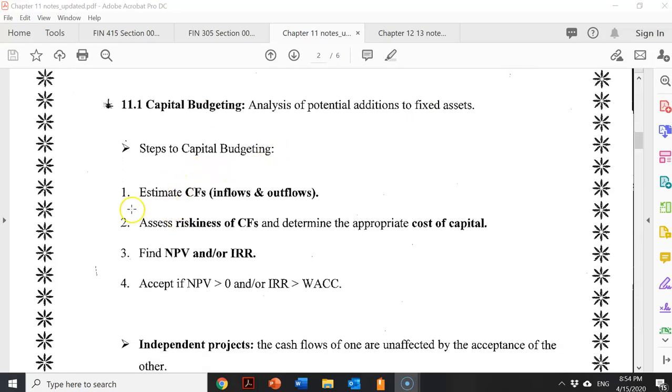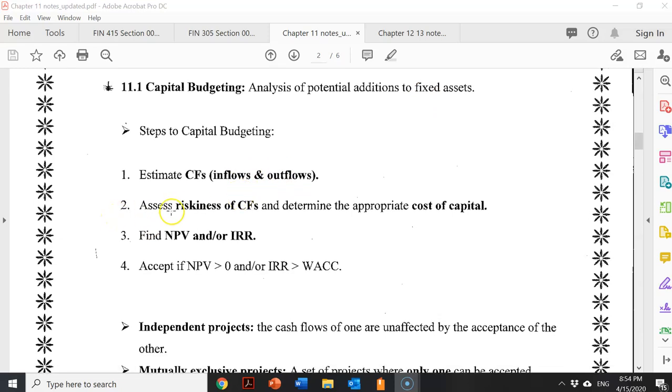Steps to capital budgeting. Step 1, estimate cash flows, inflows and outflows. Usually we would have an initial cash outflow as our initial cost, and then during the project we would have future potential inflows after we make the purchase. Step 2, assess riskiness of cash flows and determine the appropriate cost of capital. We will have to assess the risk level of the project, and that determines our expected rate of return or cost of capital, R, as our discount rate.